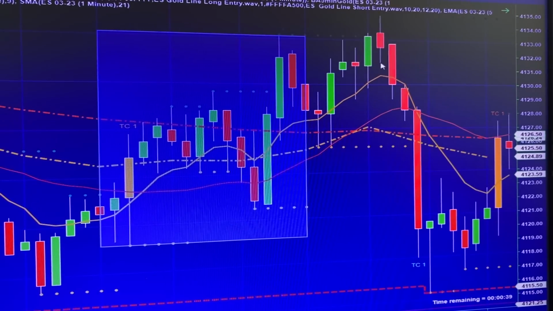Run it up, put your stop here if it's less than 10 ticks. If it's not, keep it at 10 ticks until you can put it to where it's 10 ticks. And your target is 40. All right, so then we go to Tuesday.